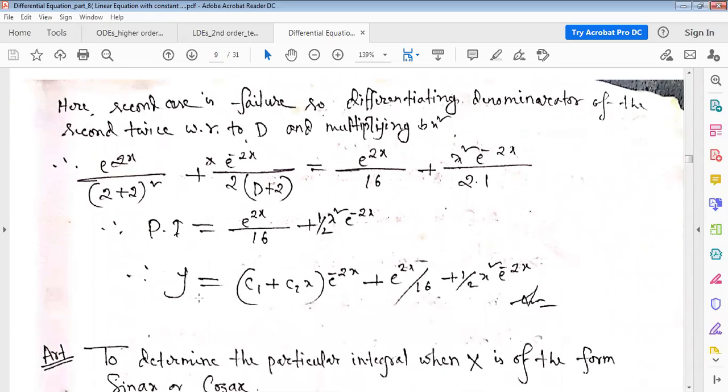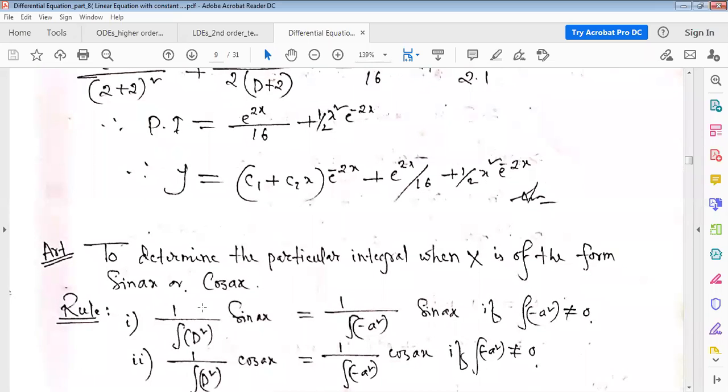Okay, so the complete solution will be c1 plus c2x plus e to the power minus twice x plus e to the power twice x divided by 16 plus half x square e to the power minus twice x. This is the actual result. Very easy, I hope. If you understand any one example for an exponential function on the right hand side, then you can solve any other example.